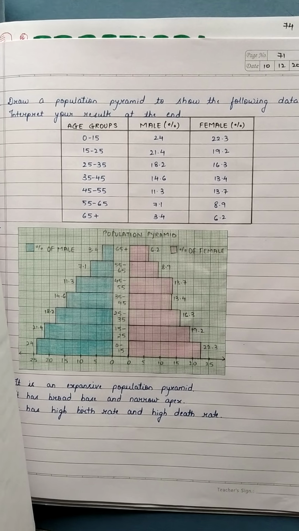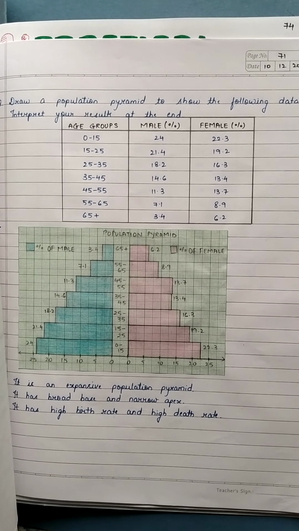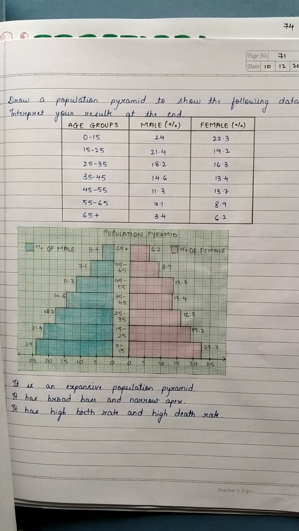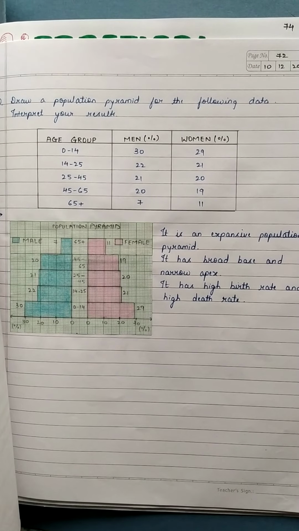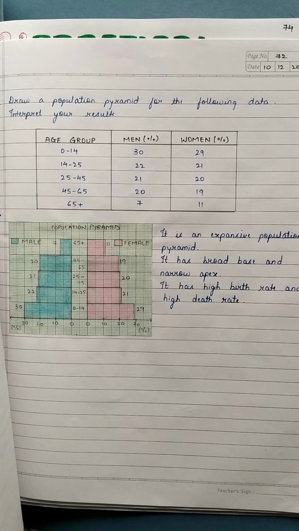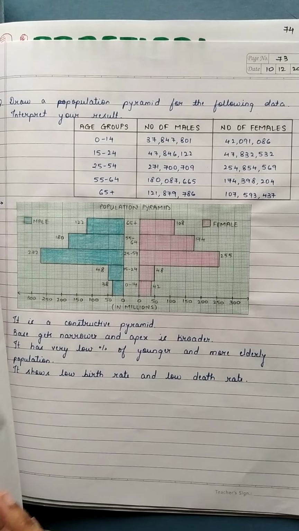Next we have a population pyramid which is again an expansive population pyramid where the base is broad and the apex is narrow. In the next question again we have an expansive population pyramid where the base is broad and the apex is narrow. So this is how you are going to construct the population pyramid.